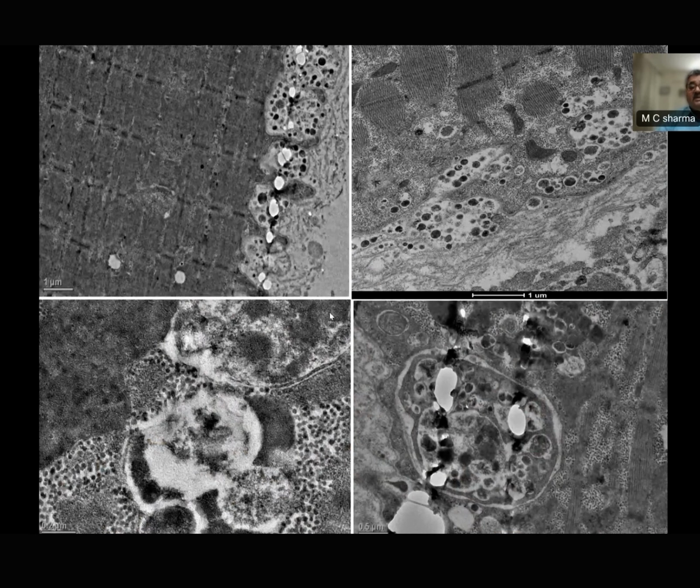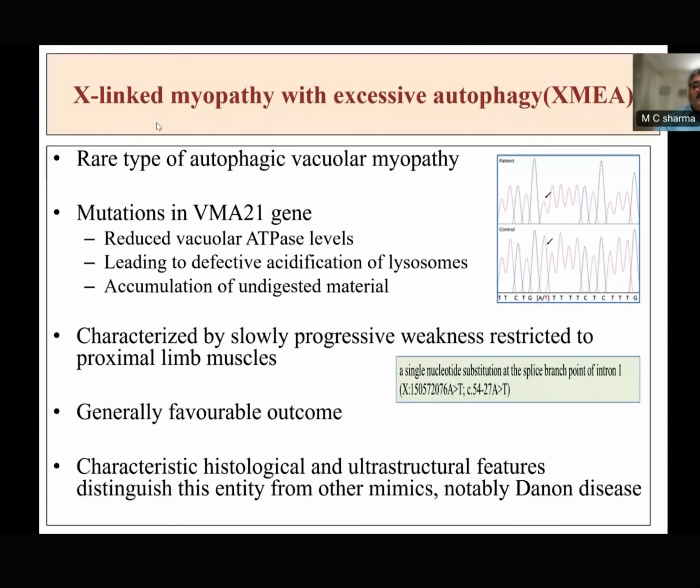And very interestingly, I showed you that sometimes in muscle diseases you get duplication of the basal lamina. It may be non-specific, but in this case, there are a lot of these phagocytic vacuoles between these duplications of the basal lamina. So there is something wrong in the fusion of these phagocytic particles. This is a disease known as X-linked myopathy with excessive autophagy. There are different variants. In this case, we found mutations in the VMA21 gene.